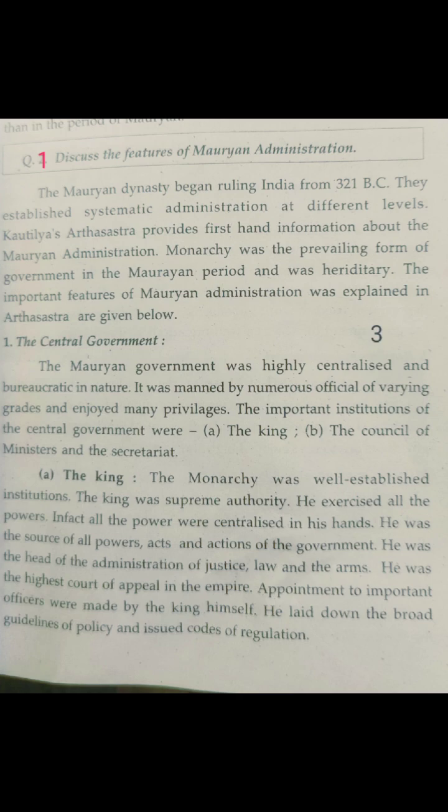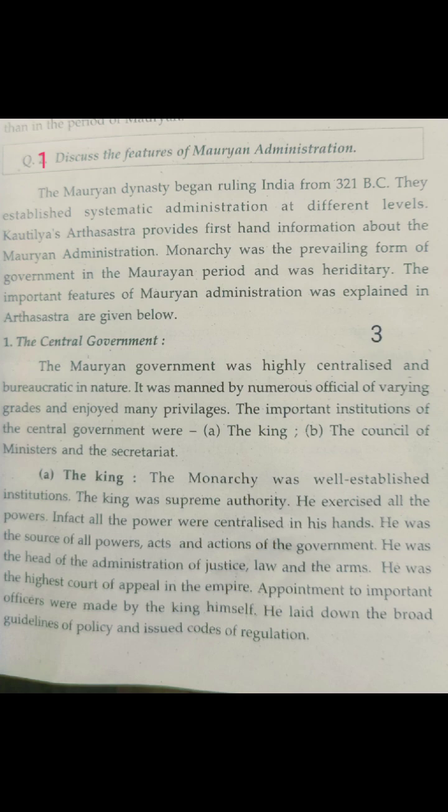First, the central government. The Mauryan government was highly centralized and bureaucratic in nature. It was manned by numerous officials of varying grades and enjoyed many privileges. The important institutions of the central government were: A, the king; B, the council of ministers; and C, the secretariat. A, the king.